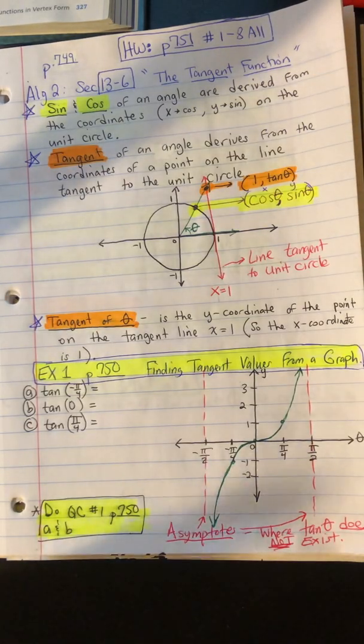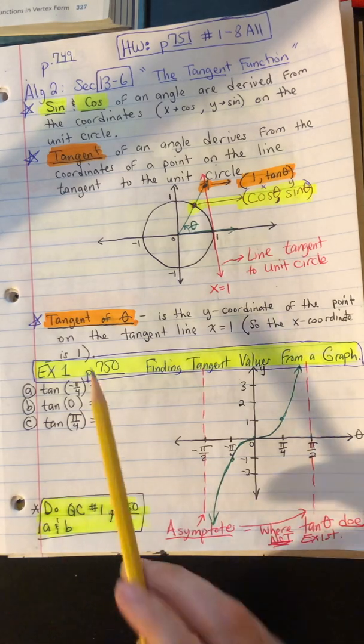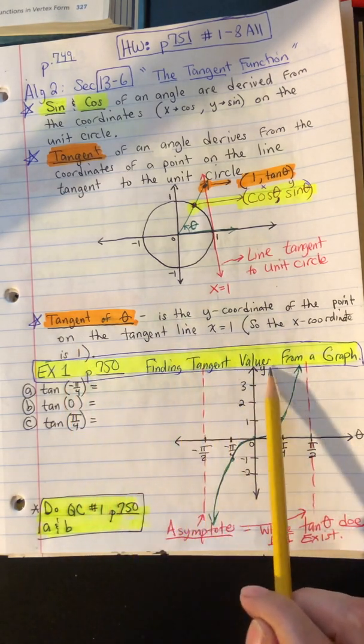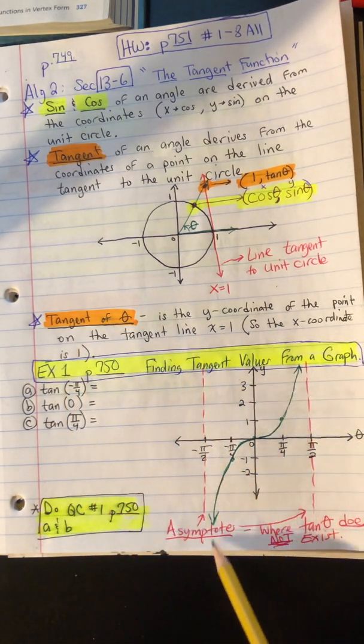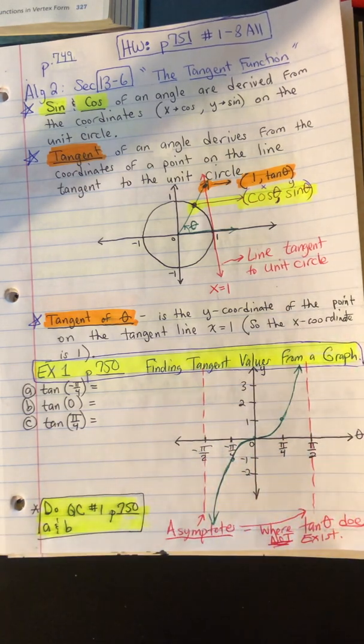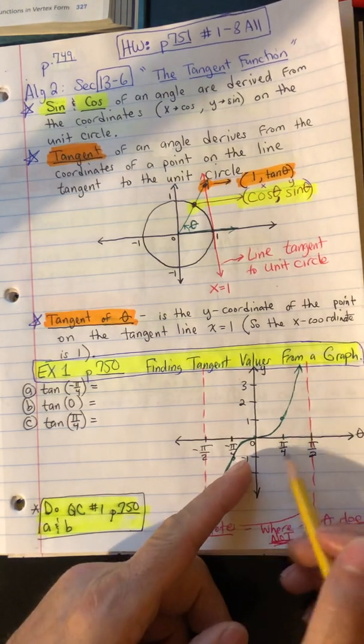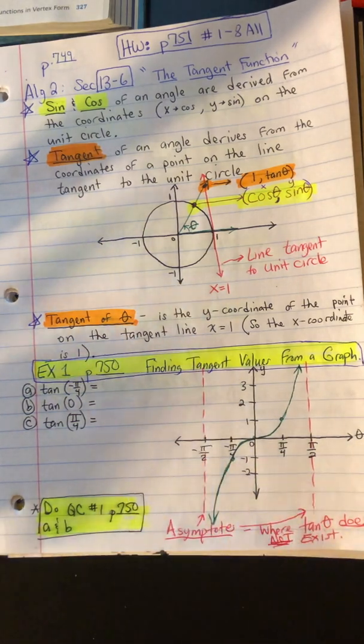Okay, now that we said that, let's go to example 1. We're only going to do example 1, so this is going to be a short video. Example 1 says finding tangent values from a graph. Here's the graph of the tangent function from negative pi over 2 to pi over 2. We're not going to actually graph the tangent function here, but we're going to look at how to find the actual outputs for the tangent of different theta measurements. They can be in radian measures or degree measures. Here they're in radian measures.